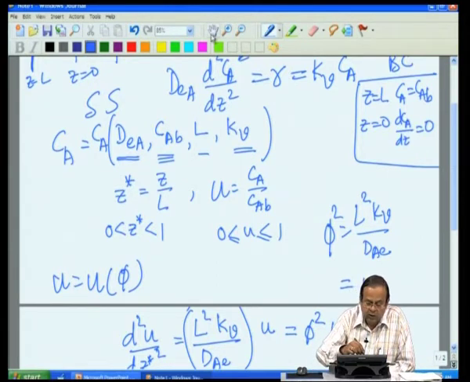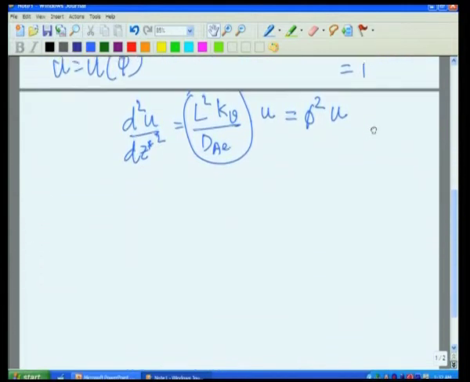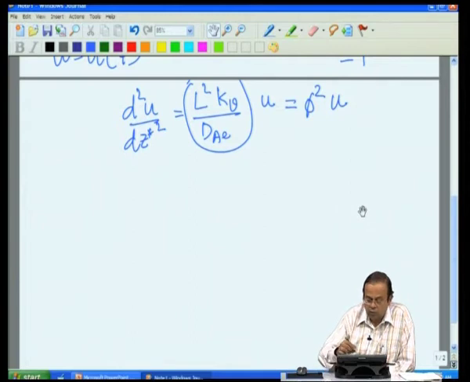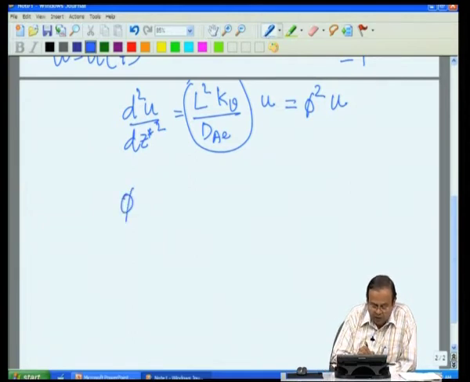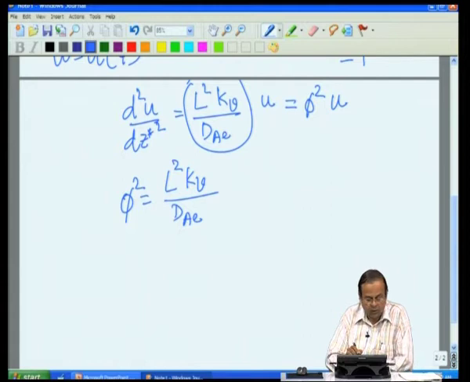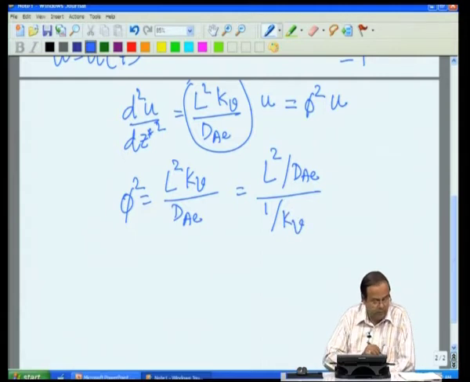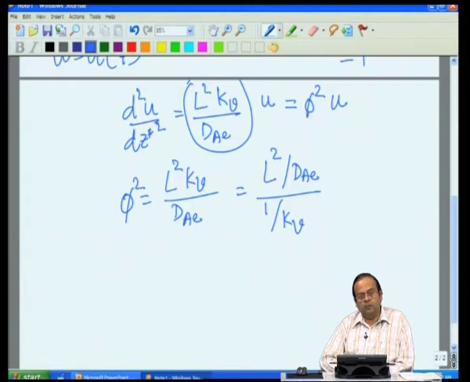What does this Thiele modulus represent? If we look at the Thiele modulus phi square, which is L square kV by dAe, I can also write it as L square by dAe divided by 1 by kV. Just a small algebraic manipulation.